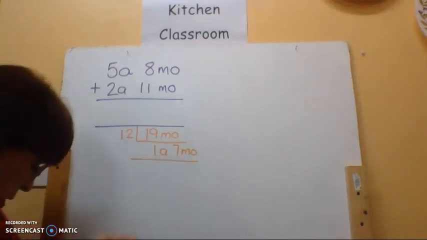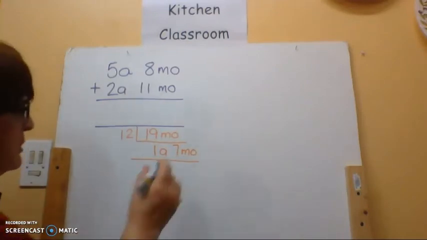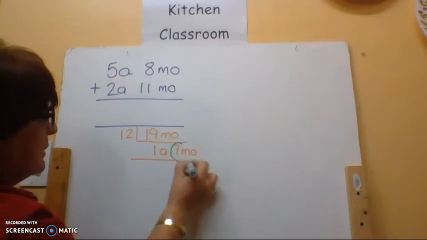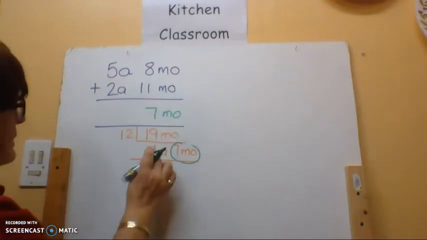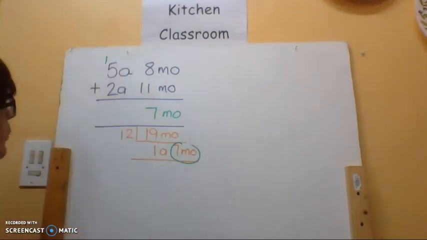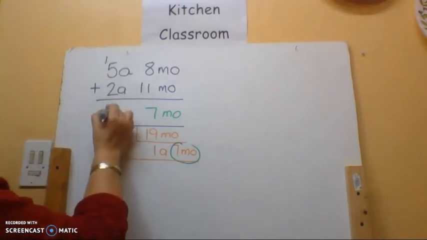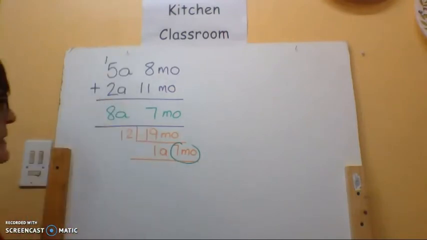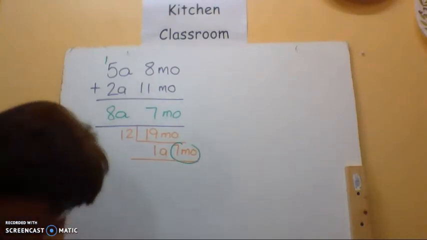So how are we going to do this? We are going to take the 7 months and we're going to move it and leave it in the months column. This year we're going to take and let it add up with those years. So 1 plus 5 is 6 and 2 is 8 years and 7 months. Alright, let's try another one.